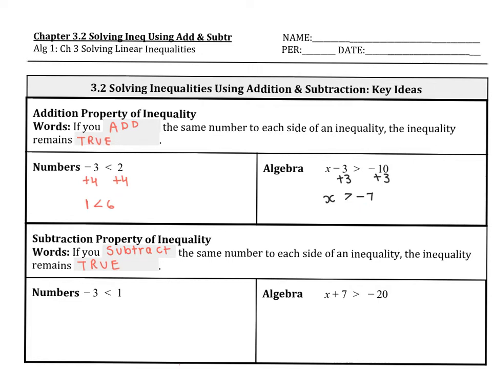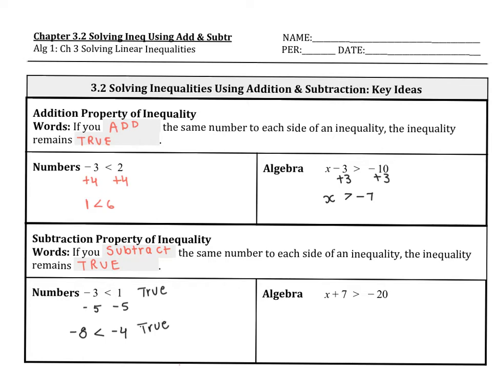Similarly, if you subtract the same number from each side of an inequality, the inequality remains true. Here we were adding the same number, and in this case we are subtracting the same number. We can choose any number, so it can be negative 5 on both sides, and then we're going to get negative 8 less than negative 4. So negative 3 was less than 1, that was a true inequality, and if you do the same thing on both sides, it still will be a true inequality.